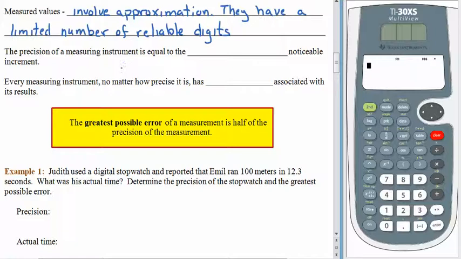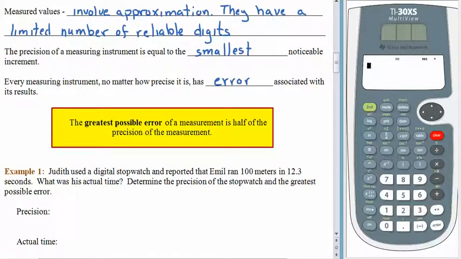When we talk about the precision of a measuring instrument, this means the tiniest amount, the smallest change that the instrument can detect. It is the smallest noticeable increment. So every measuring instrument, no matter how precise it is, has some error associated with its results.